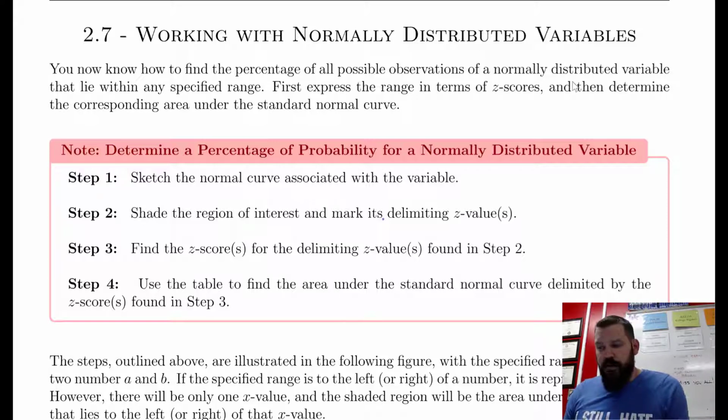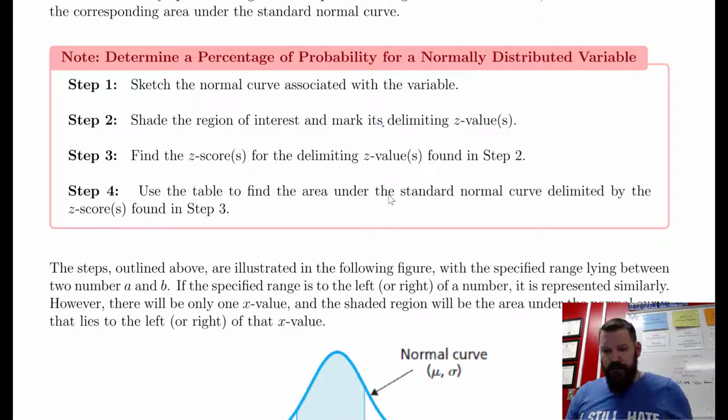But we're talking about, so the last set of notes we had, we looked at just how to use the normal curve and how to use the z-table. In this set, we're going to actually start applying that information to some practical problems. The first thing we want to look at, though, is finding the percentage or probability for a normally distributed variable. Here are the steps listed on how to do that.